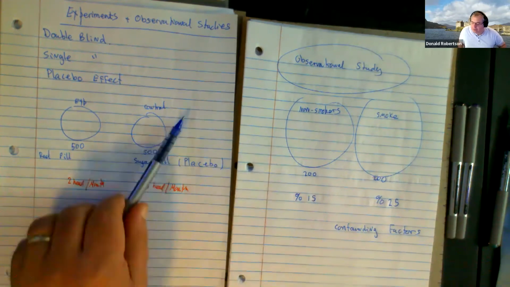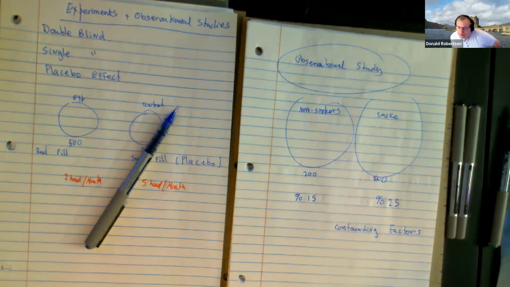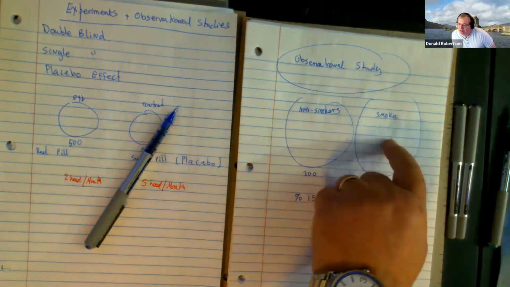We call them confounding factors. A confounding factor is another reason for why these two groups are different.